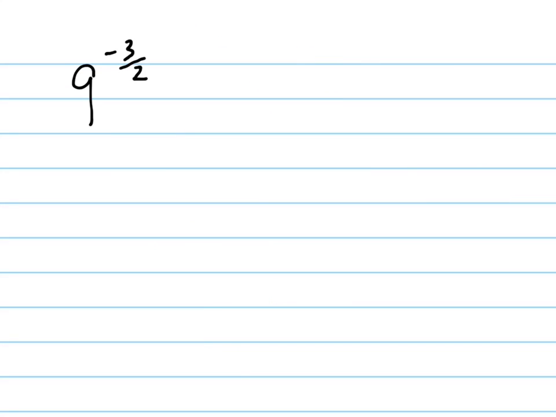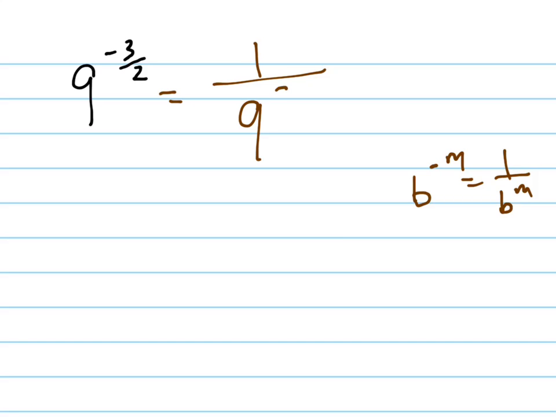Remember this? I just showed you a second ago. b to the negative m equals 1 over b to the positive m. So this equals 1 over 9 to the positive 3/2.